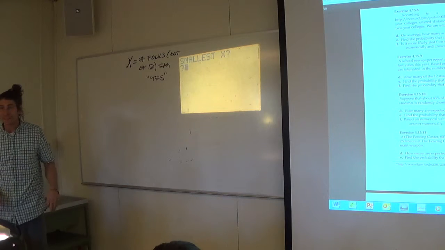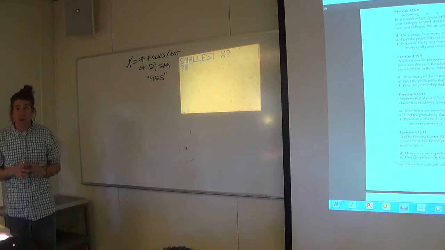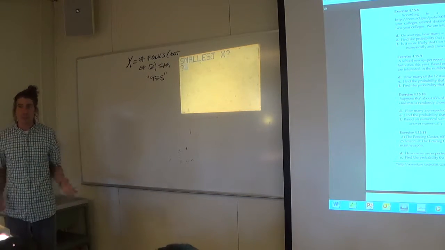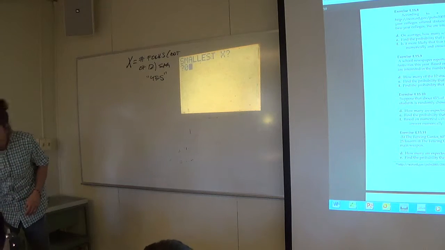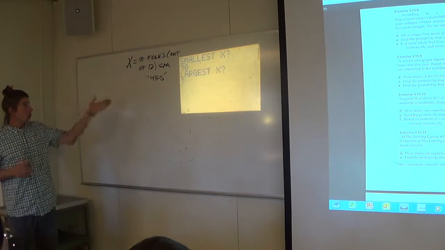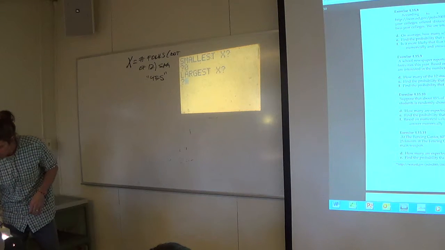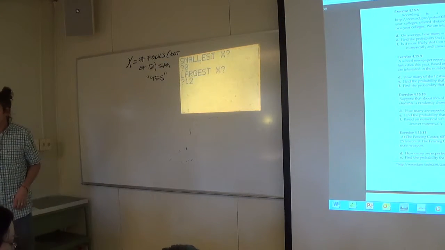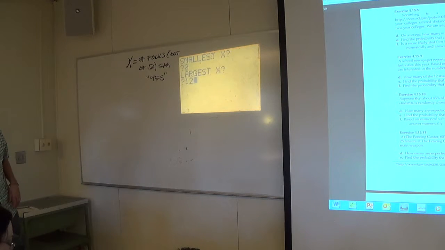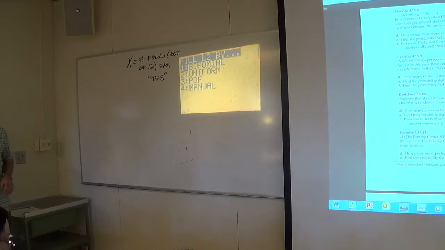Perfect. So the least number out of 12 could be 0, because they might all say no. So go with 0 as the smallest. Largest? 12, because they could all say yes as well. Probably not that likely. Now we press enter. It's going to take a couple seconds. It's done now. In L1, 0 through 12 is listed.